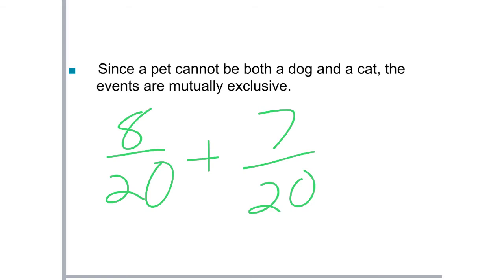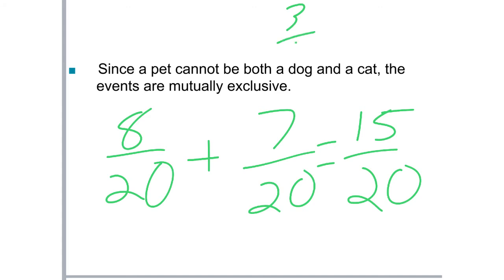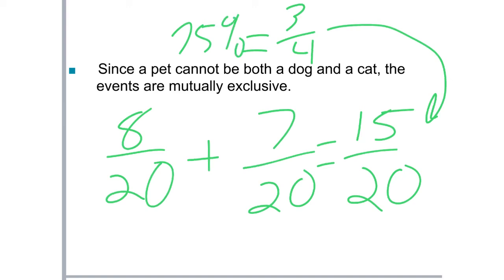And I got 20 because it was 8, 7, and 5, which adds up to 20. So that was including the rabbits. So when I add these together, I get 15 out of 20, because when we add fractions, we just add the numerators, not the denominators. And that reduces down to 3/4. So picking at random, there is a 75% chance that Alfred would pick a dog or a cat.